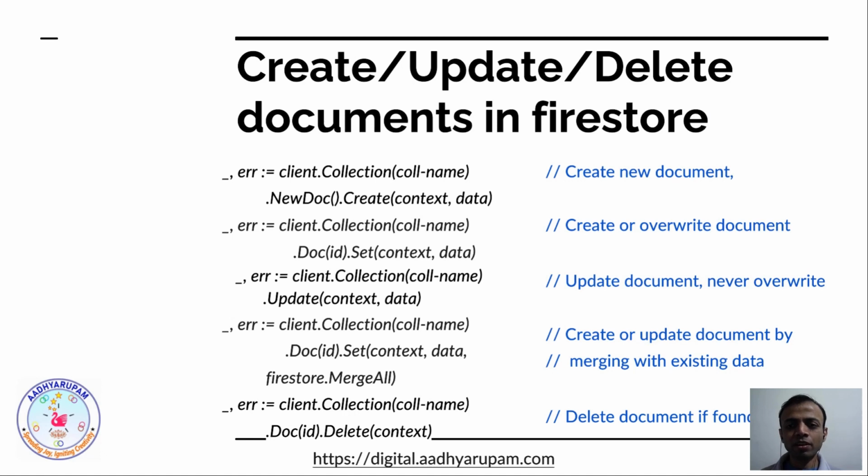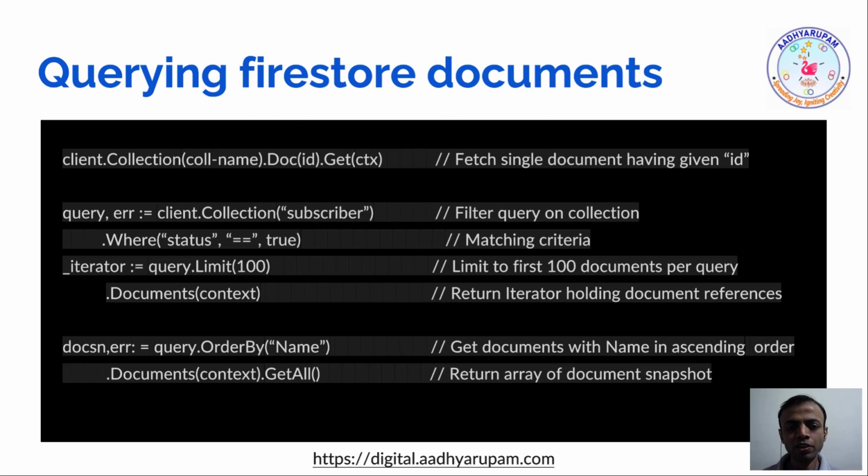Performing create, update, or delete document operations in Firestore is very simple using client APIs. This is self-explanatory as you can see on screen. A filter query can have one or more where criteria. We recommend applying a limit on every query to avoid fetching a large number of documents, causing budget overrun.